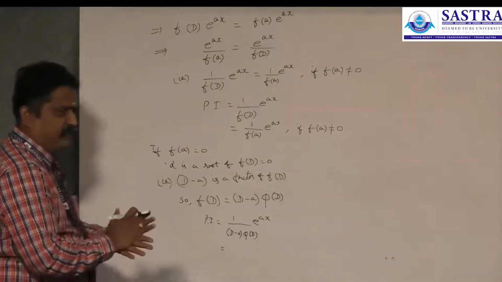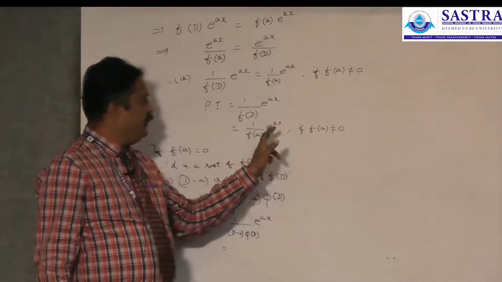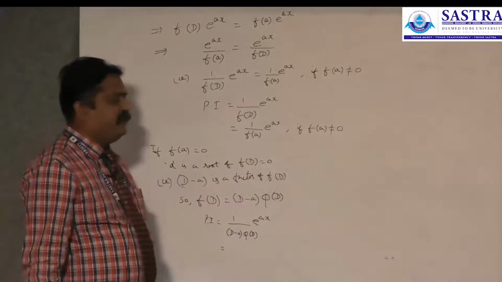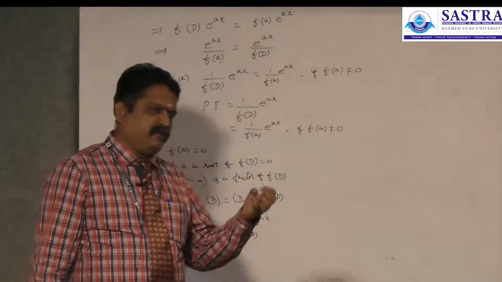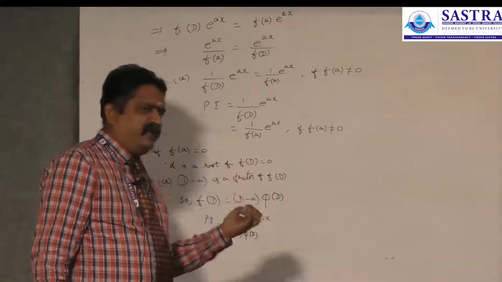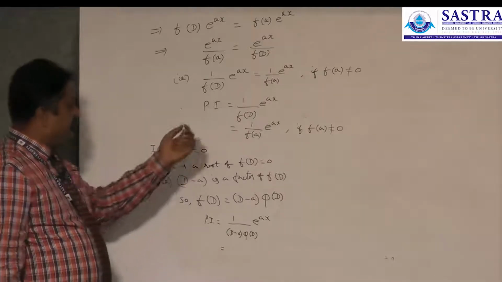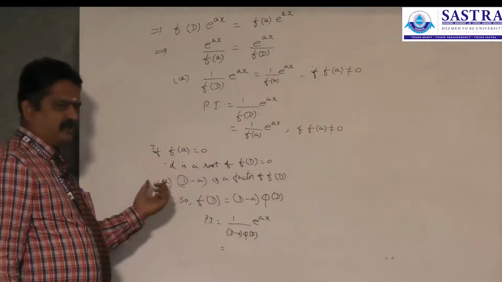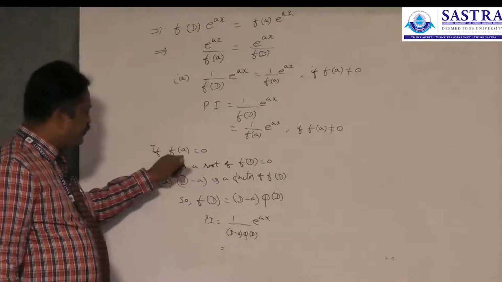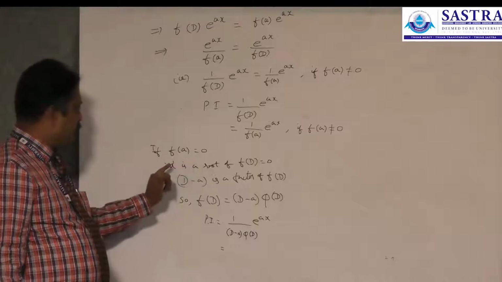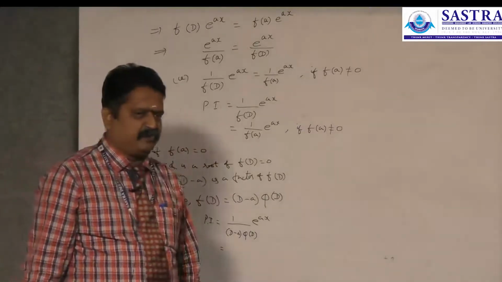If q of x equal to e power ax, then the particular integral comes out to be 1 by f of a into e to the power ax, where f of a is not equal to 0. f of a is obtained by replacing d by a in the expression f of d. If f of a is equal to 0, then it fails. f of a is equal to 0 tells us that a is a root of the equation f of d is equal to 0.